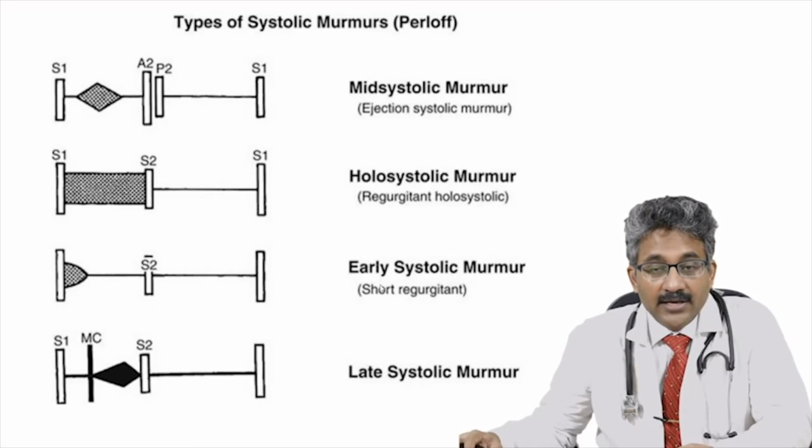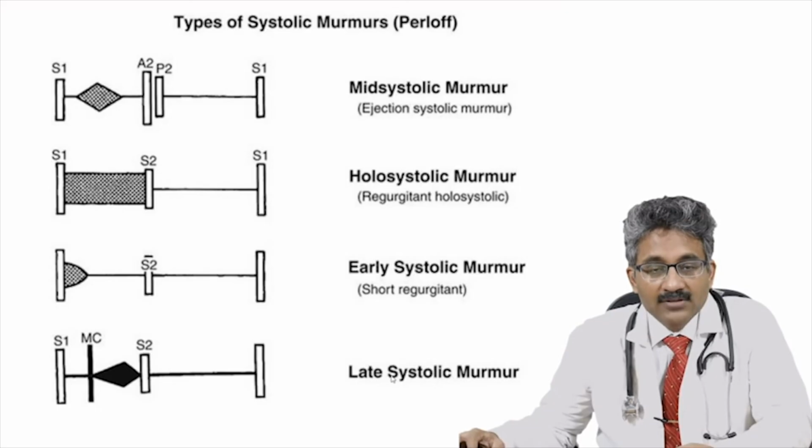And then here you have an early systolic murmur, students. In the early part of the systole only there is a murmur, which you get in very small VSDs or a VSD with pulmonary hypertension or acute TR or acute MR. You may get an early systolic murmur. It is a short murmur.